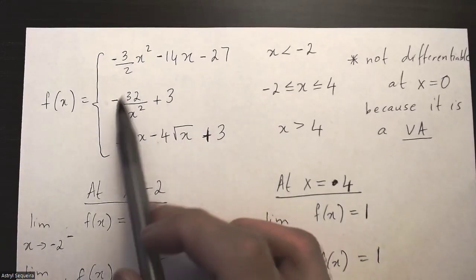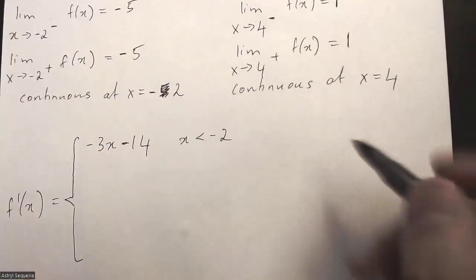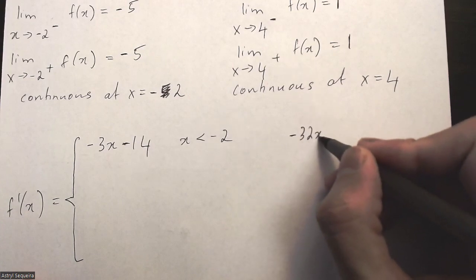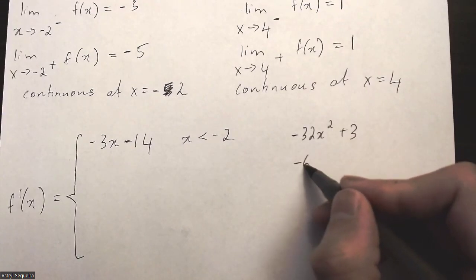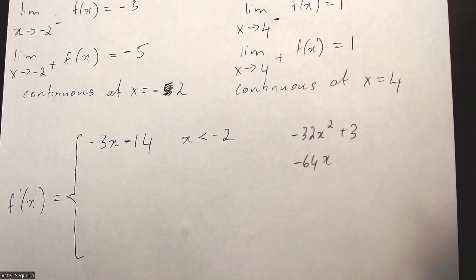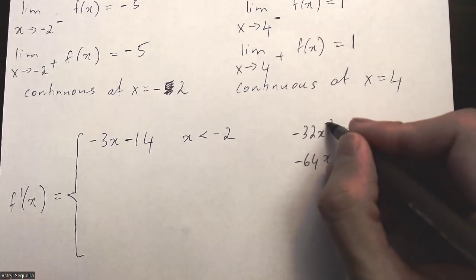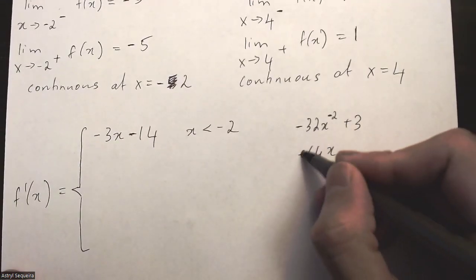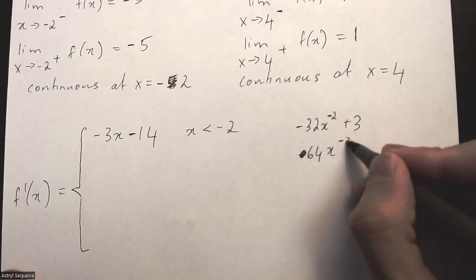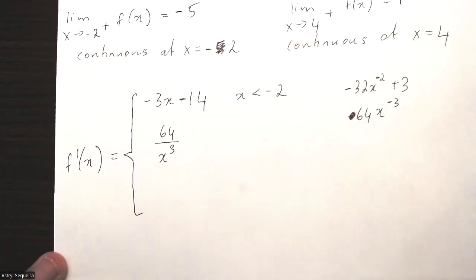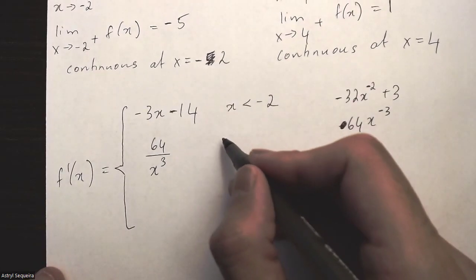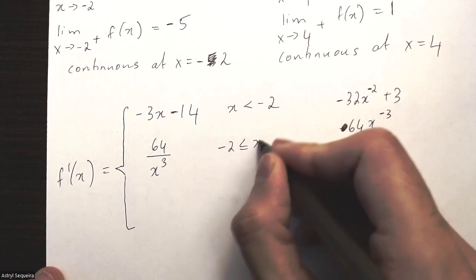For this second function, before I derive it, I want to simplify it and move the x squared to the top. So I'm going to write it as negative 32x to the negative 2 plus 3. Oh no, that's x to the negative 2, sorry. When I move that to the top, it becomes negative 2. If I derive this, it will become positive 64x to the negative 3, which is 64 divided by x cubed if you simplify that. And this is between negative 2 and positive 4.